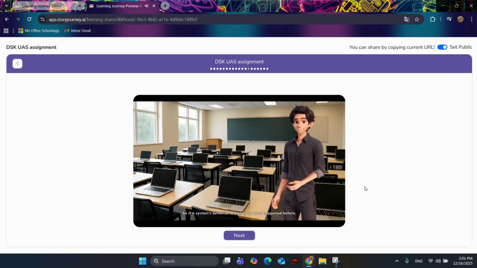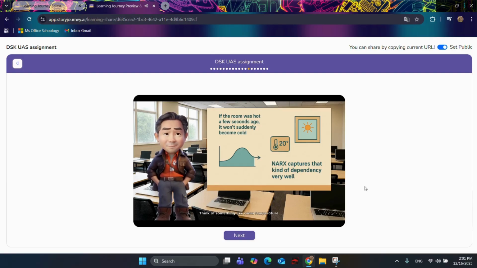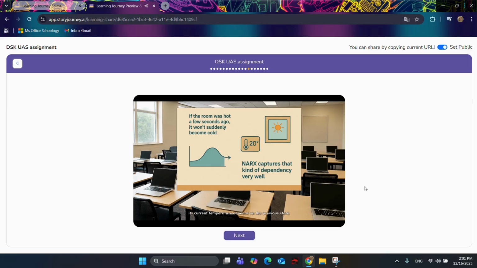So if a system's behavior depends on what happened before, NARX can pick that up. Exactly. Think of something like room temperature. If the room was hot a few seconds ago, it won't suddenly become cold instantly. Its current temperature depends on the previous state. NARX captures that kind of dependency very well.